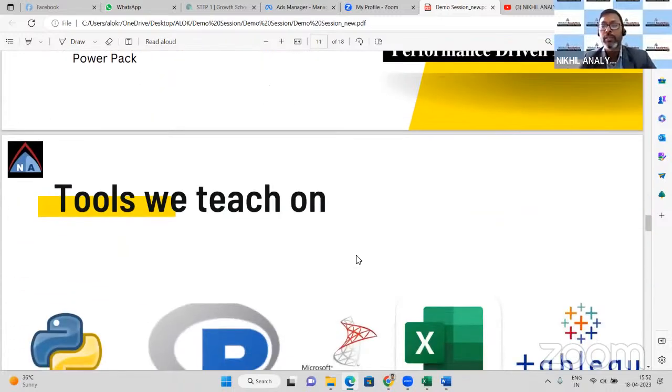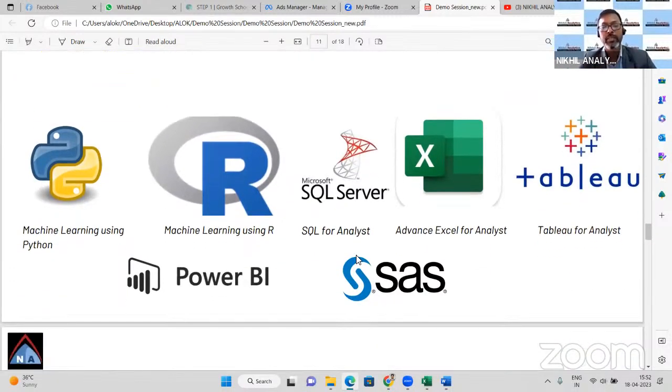The tools that we teach here are Python, machine learning, SQL, Excel, Tableau, Power BI, and even SAS as well. What tools will be offered to you depends on the course selection. For the data analytics courses, you will get Python, SQL, Excel, Tableau, and Power BI. For data science people, they have options. They can select Python, or R, or both Python and R. It's up to their choice. The choice will be given to you.